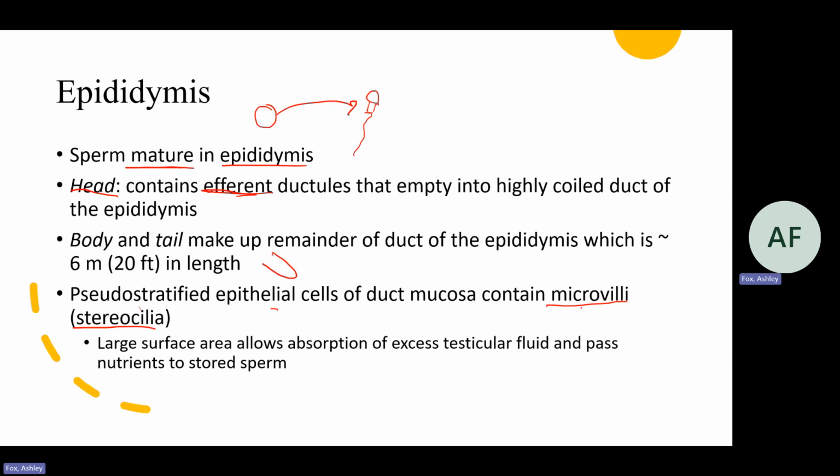Wherever we're having microvilli, it's increased surface area. So this is where any excess testicular fluid that's added for making sperm can be absorbed, but we can also release nutrients to sperm that's stored. So the sperm is sitting there and waiting. It can be stored and held. So we need to have nourishment for it because it is a living cell. So we need to make sure that it's getting everything that it needs. And so that's where this is going to happen, at the epithelial layer.